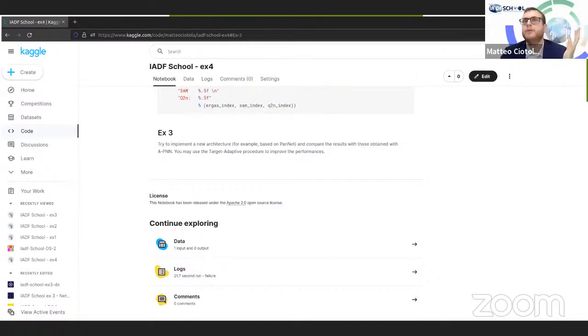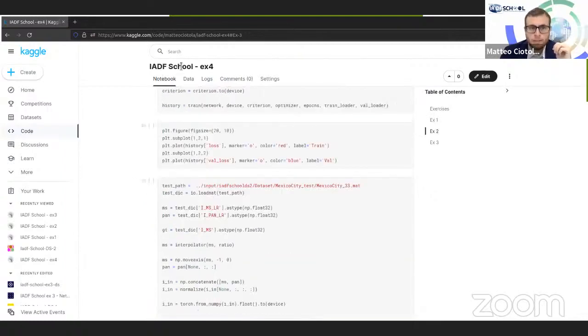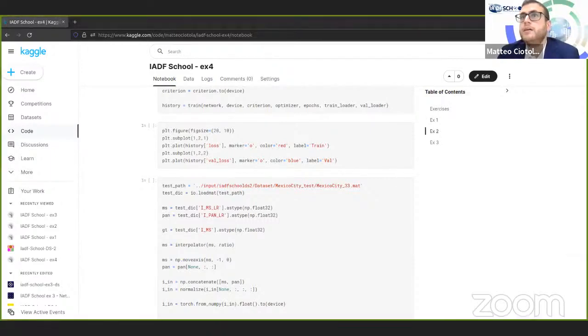So, you cannot find exercise 4? Okay. It is a public notebook. Perfect, thank you. If you have any question about the exercises. Ah, fantastic. I don't know why. It may be a Kaggle problem. Thank you, Jason, for the link.